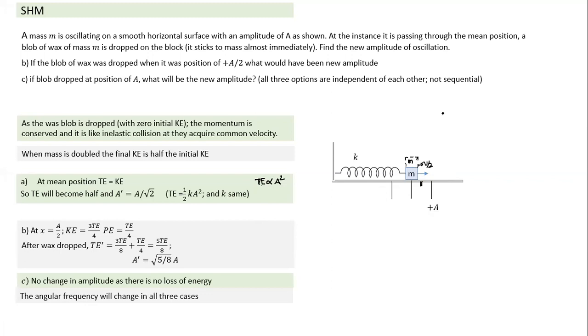Angular frequency omega is equal to root k by m. The moment we add this blob here, mass becomes 2m. It will take more time to complete an oscillation. The angular frequency in all three cases will change.